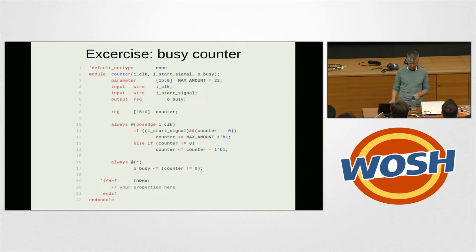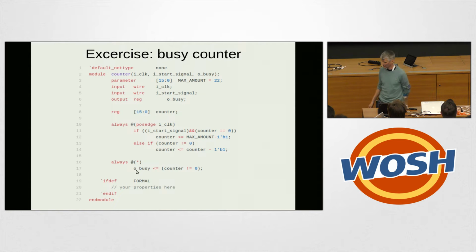So here we go. First real exercise, using Verilog here, a busy counter. We have a clock coming in. We have a start signal and an output busy signal. If the counter is not counting and we get a start signal, then we load max amount minus 1 into the counter, and then it will count down back to 0. And while it's counting, busy goes high.